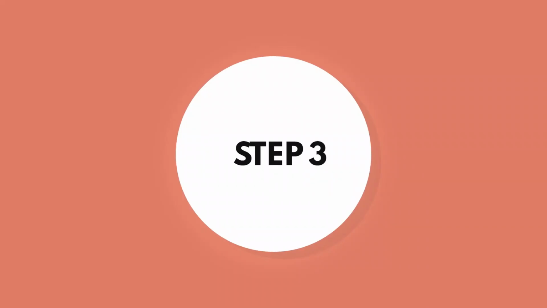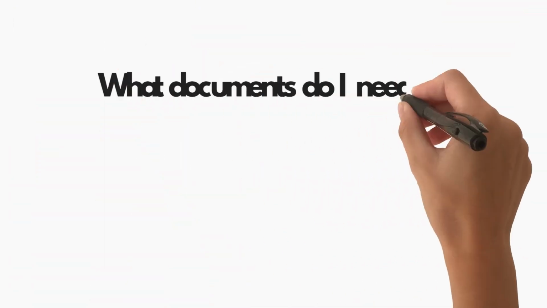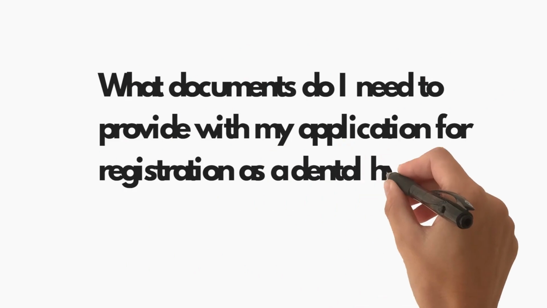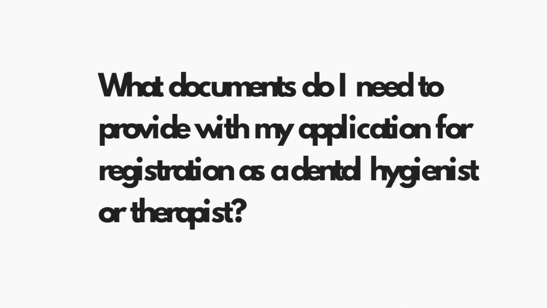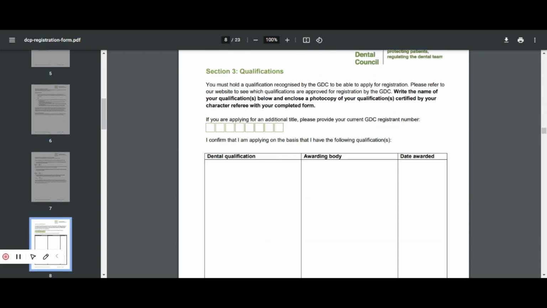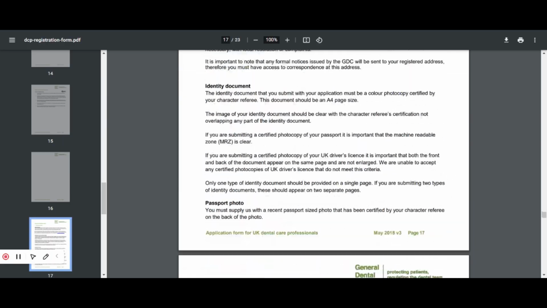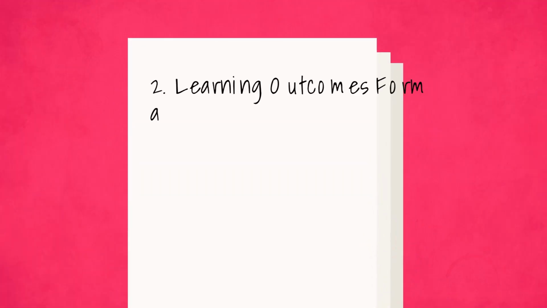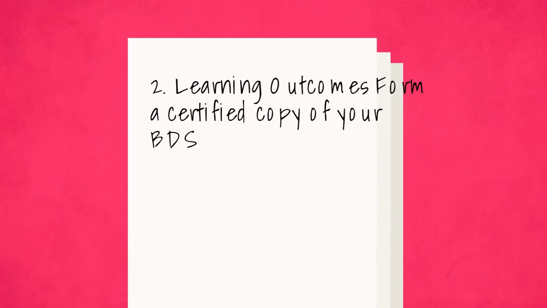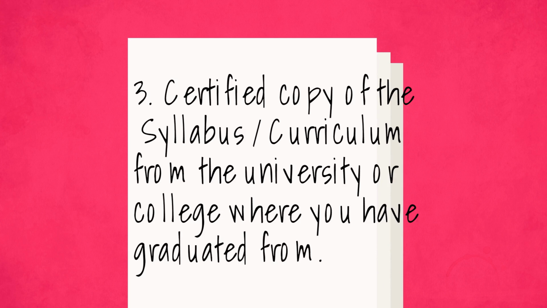Step number 3. What documents do I need to provide with my application for registration as a dental hygienist or a therapist? You will need to transmit the following documentation to the GDC. Number 1. A filled out application form. This includes a character reference form. 2. A completed learning outcomes form and a certified copy of your BDS or dental qualification certificate. Number 3. A certified copy of the syllabus curriculum from the university or college where you graduated.